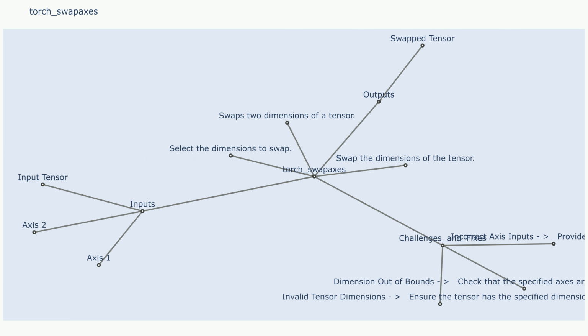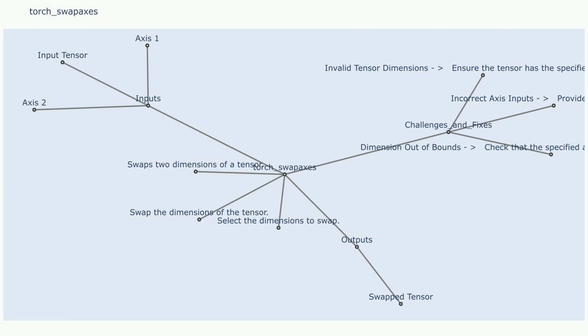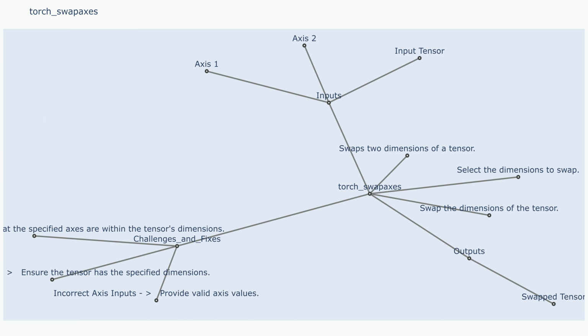Inputs. Input 1: tensor, the input tensor whose axes you want to swap. This can be any PyTorch tensor with at least two dimensions. Input 2: axis1, the first axis (dimension) you want to swap. Input 3: axis2, the second axis (dimension) you want to swap.